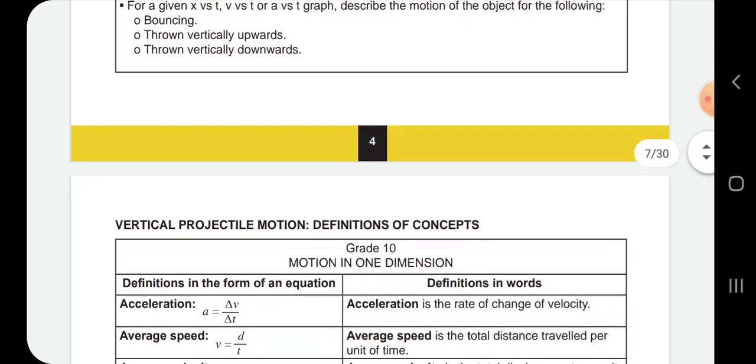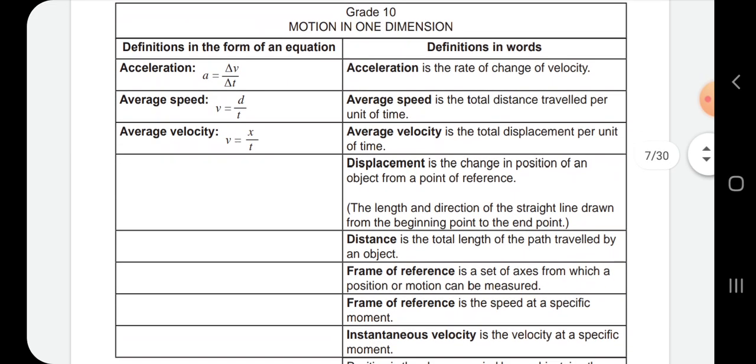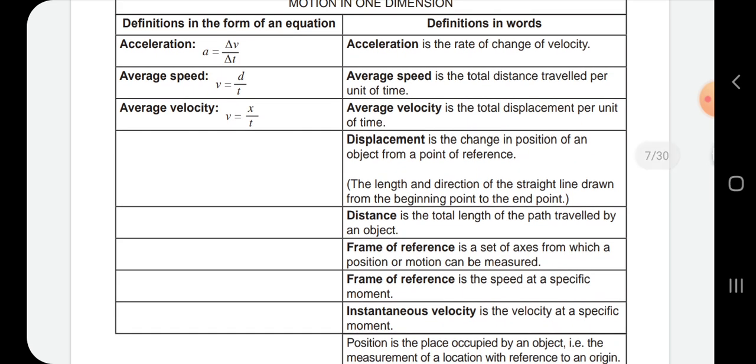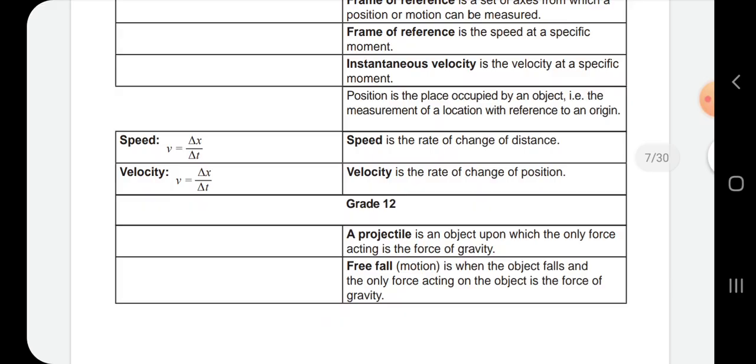You did a similar one in grade 10, which was motion in one direction. So you can ask a grade 10 learner to lend you the textbook and go through motion in one dimension. You need to know vertical projectile motion definitions and concepts. You need to know acceleration, average speed, average velocity, displacement, distance, frame of reference, speed, velocity. You have to know that.